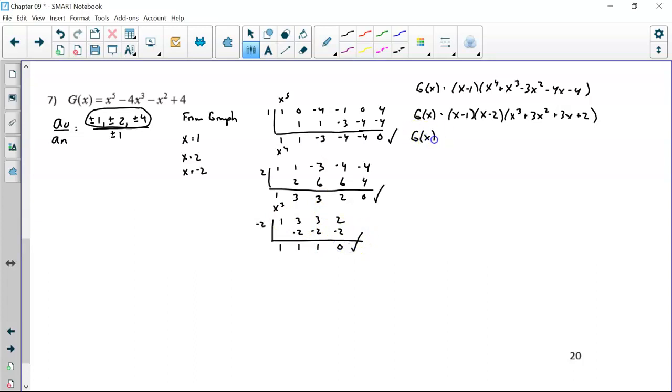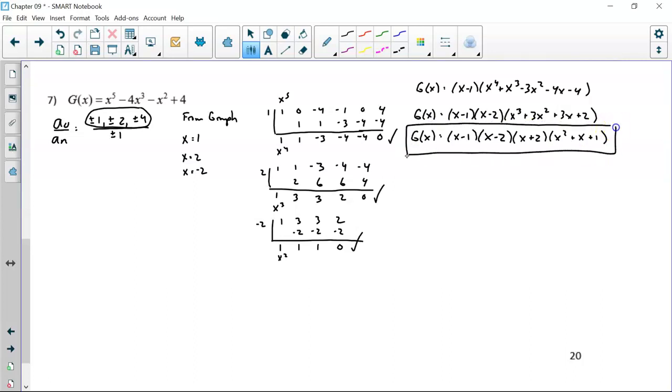So g of x equals our factors, x minus 1, x minus 2. When x equals negative 2, that's going to become x minus negative 2, which is x plus 2. And then this is x squared, so it's going to be times x squared plus x plus 1. Now I can tell that x squared plus x plus 1 is not factorable right away. So now this is completely factored. But we need to find the 0. So set each factor equal to 0.